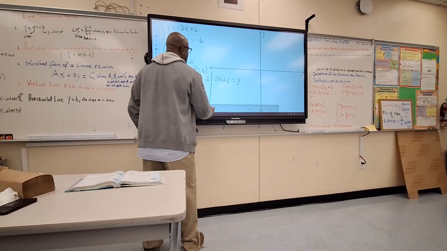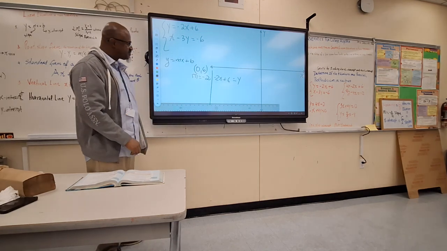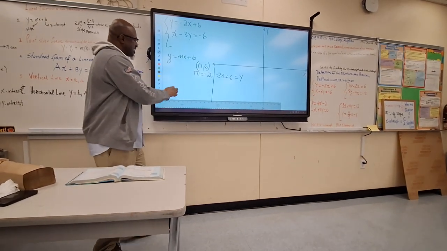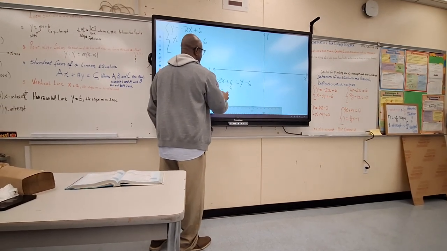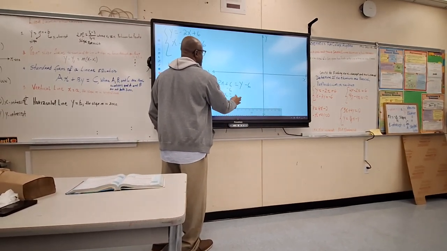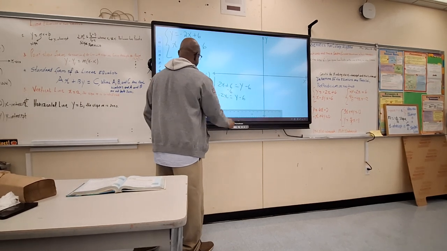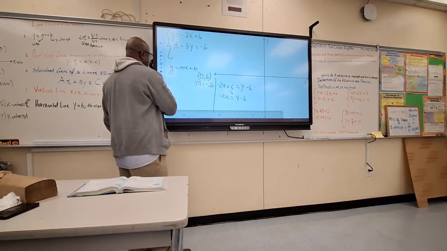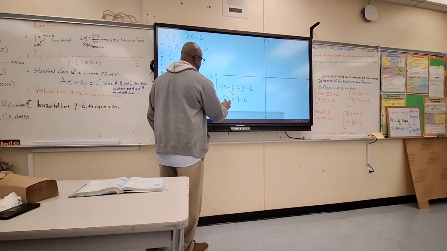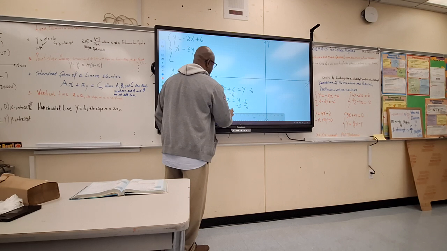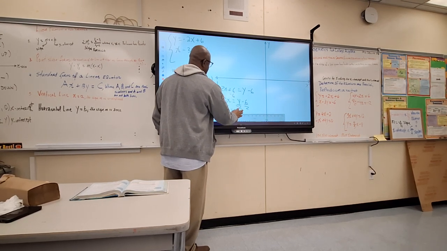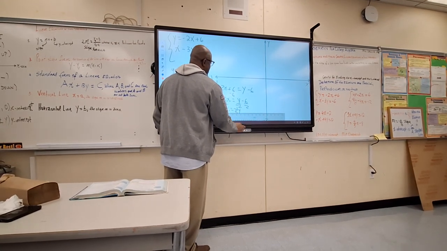I need x to be by itself. What will you do? You subtract 6, and I will have negative 2x equal y minus 6. And what is your last step? You divide by negative 2. Then your equation is in x-intercept form. Then I will have x equal negative 1/2 y.